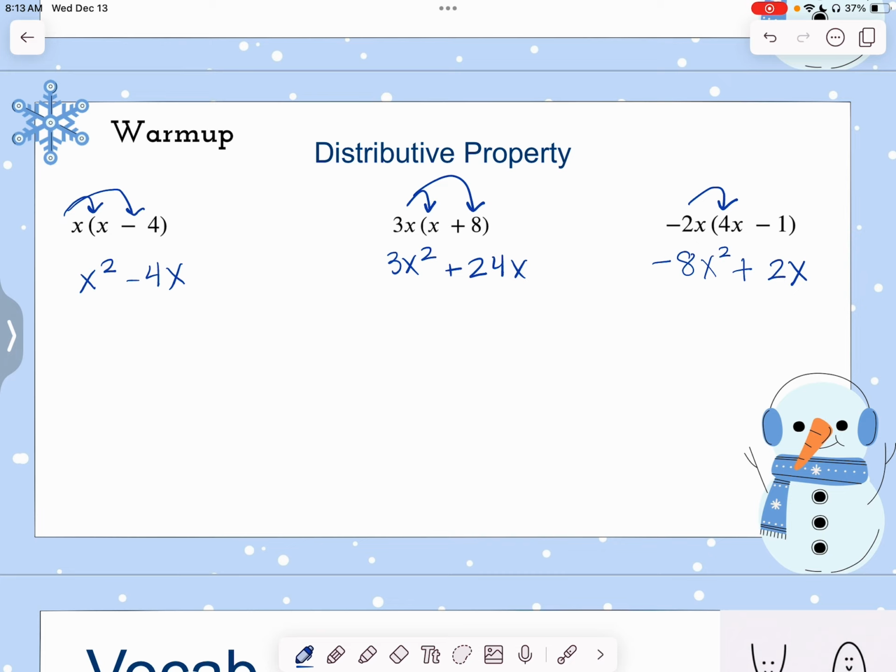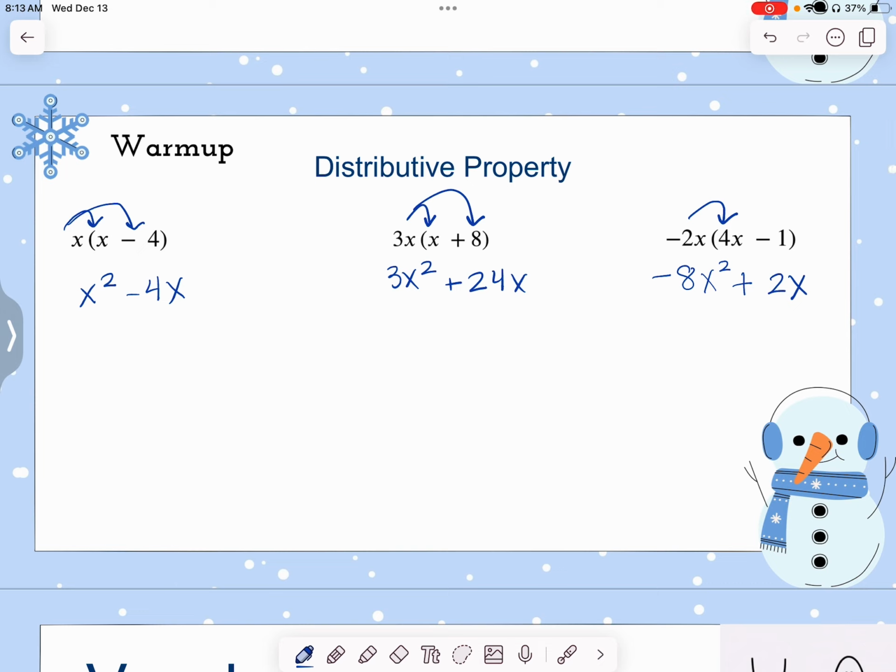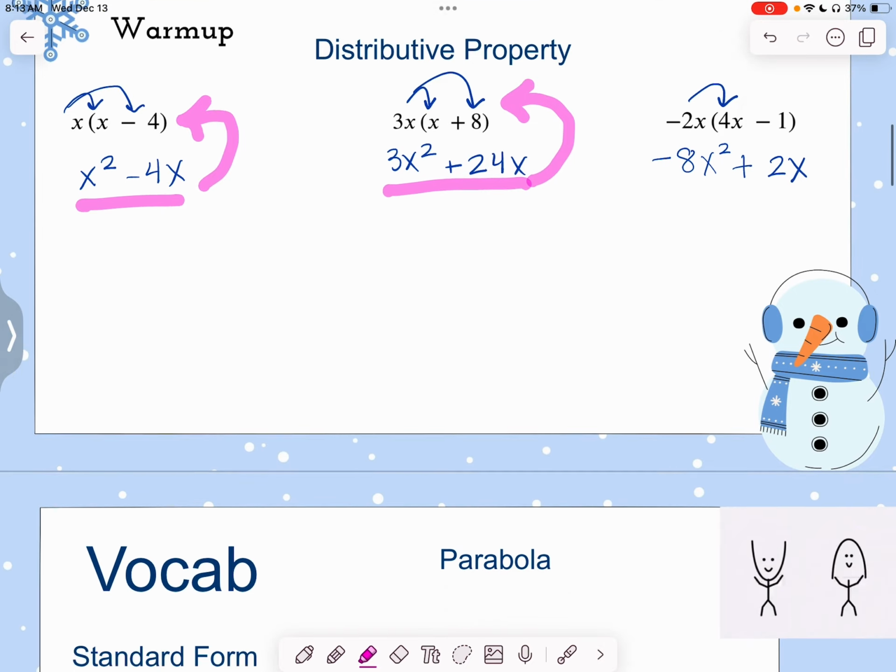Why we are distributing once again is because factoring is moving backwards, and all of these have a GCF. So today I'm going to give you this problem, and you're going to give me this as my answer. So x squared and negative 4x have a GCF of x. They both have an x in them. When I think about this one, 3 and 24 have a GCF of 3, and x squared and x have a GCF of x, and I move backwards. Okay, so that's what's headed for us today.